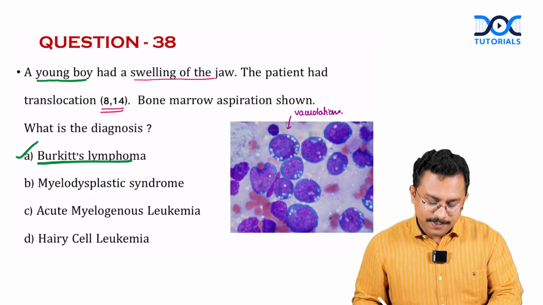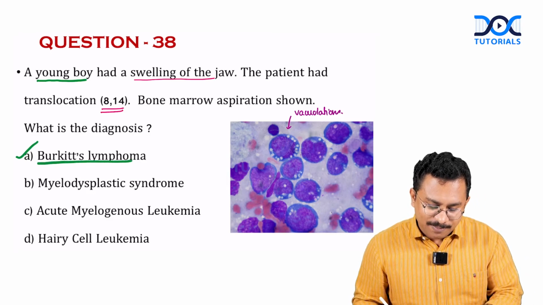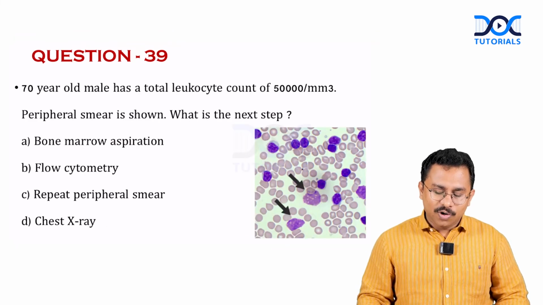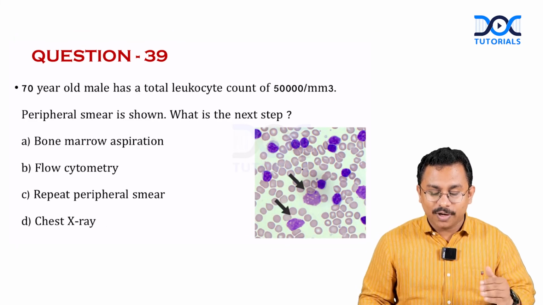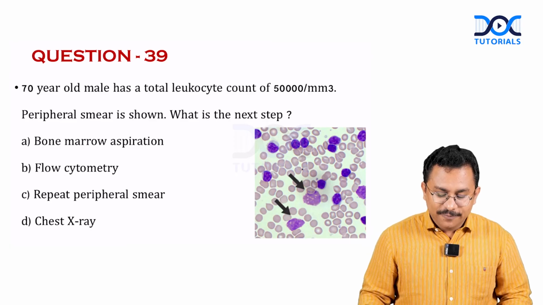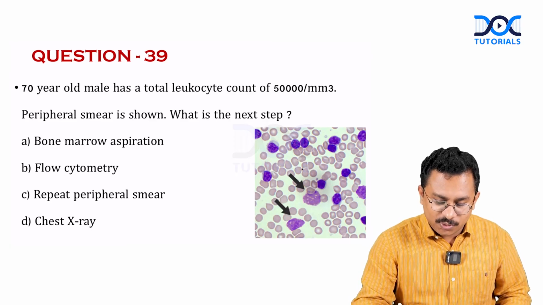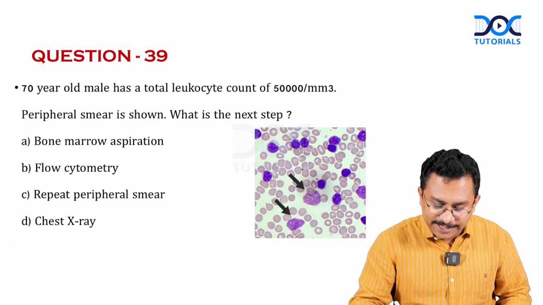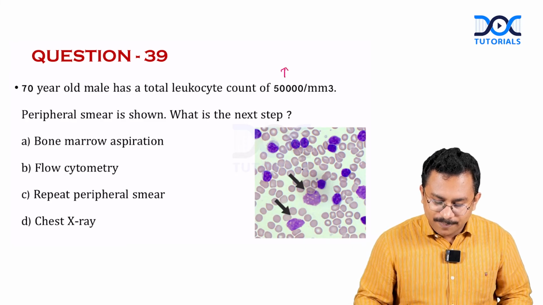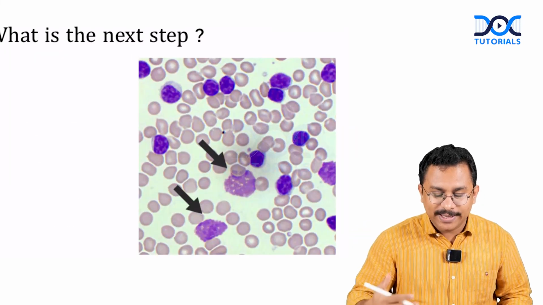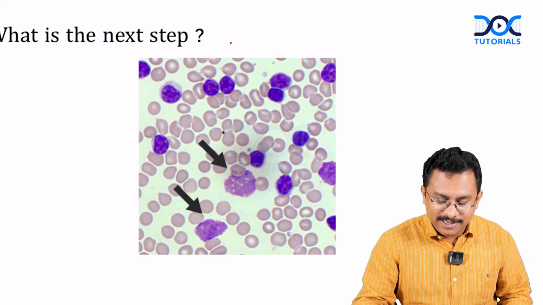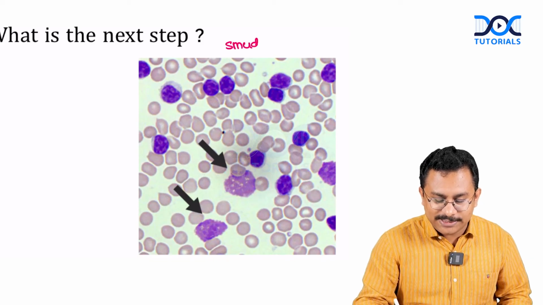Right. Moving on to question number 39. A 70-year-old male has a total leukocyte count of 50,000. Peripheral smear is shown. What is the next step? So the WBC count is elevated. The peripheral smear is again showing an increase in the WBC count, and the arrows are pointing to smudge cells.